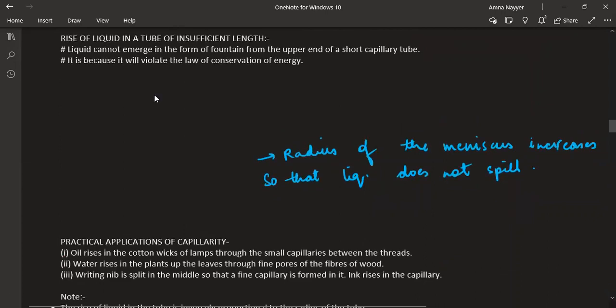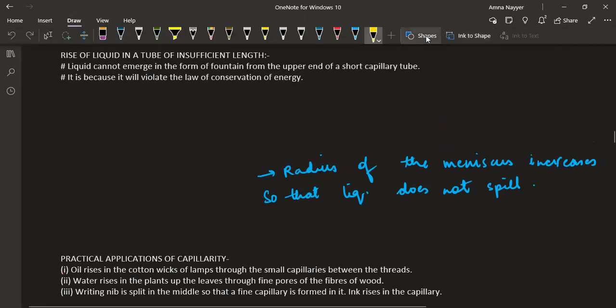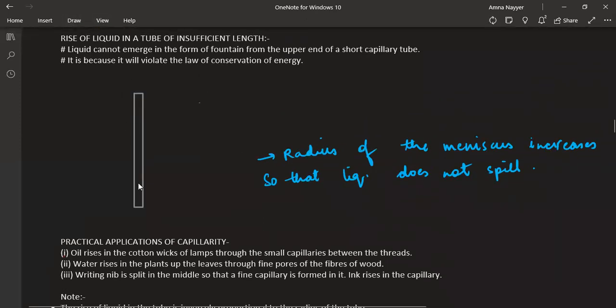Okay, class, one conceptual theory question comes. It says that if the liquid tube is of insufficient length, like if this is the tube, let's say, this is the tube. Now, if I say the water level is increasing, whatever liquid is kept, this is increasing in here. It is taking up all the water. It is increasing. So what will happen if it is taking up all the water and it has reached the top? Will it burst like a fountain, or what happens?